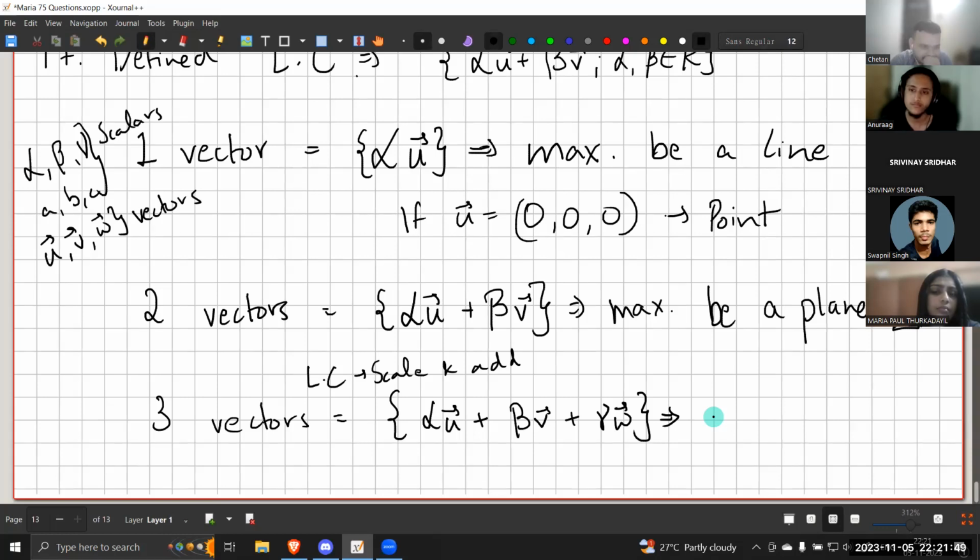So this would be R3, right? It would be the entire R3. It could reach all the points in R3, right? Yeah, so this can be at maximum R3. It can span the entire R3.